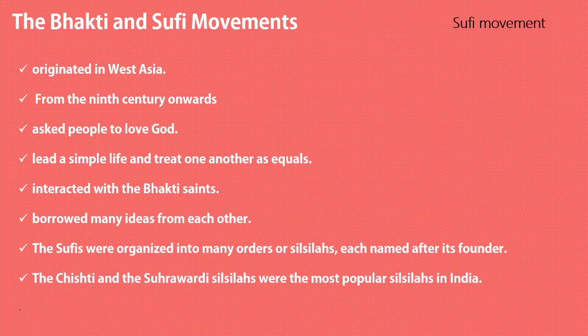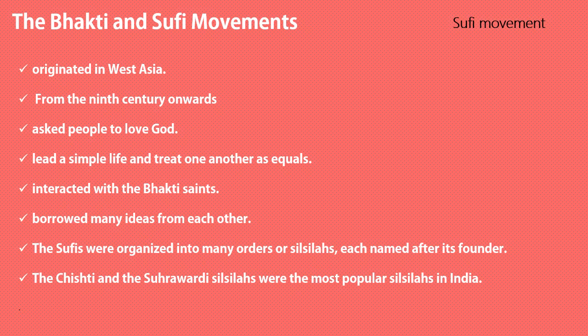What is the Sufi movement? The Sufi movement originated in West Asia. From the 9th century onwards, many Sufis began to migrate to India. They settled in different parts and asked people to love God, lead a simple life, and treat one another as equal. They also interacted with the Bhakti saints. Both traditions borrowed many ideas from each other.